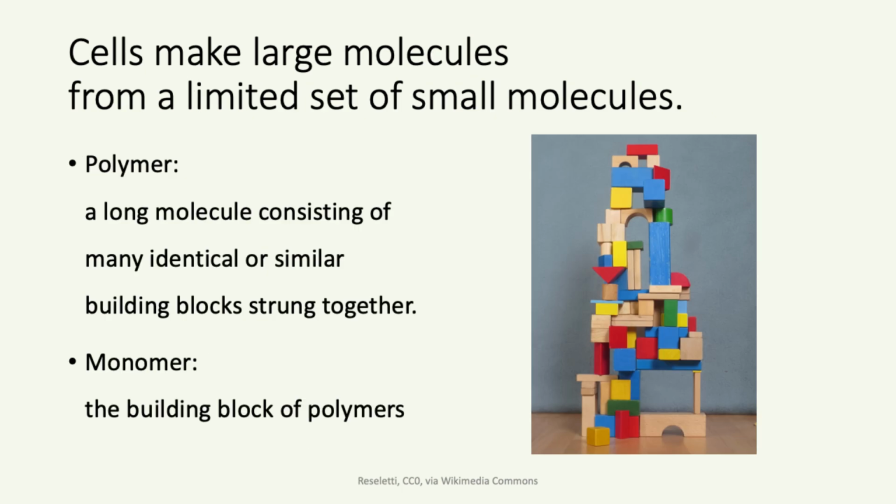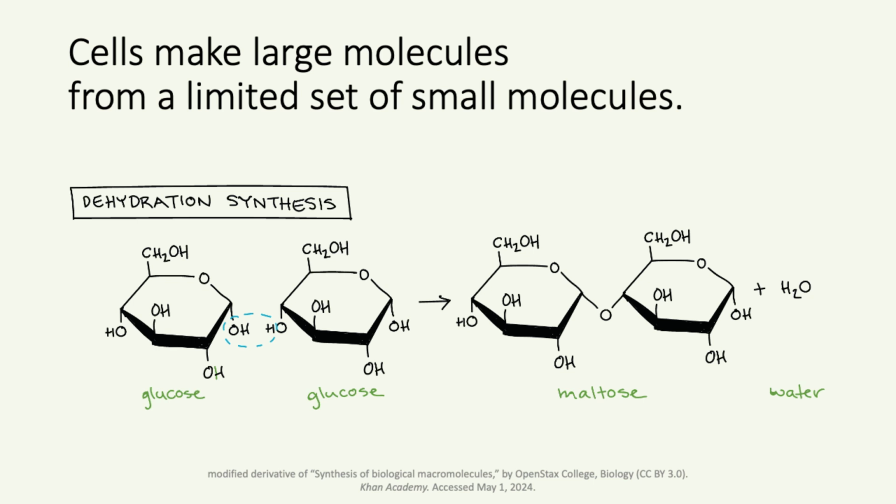Cells make large molecules from a limited set of small molecules. A polymer is a long molecule consisting of many identical or similar building blocks strung together. The building blocks of polymers are called monomers. Cells link monomers together to form polymers through a dehydration reaction, which removes a molecule of water as two molecules become bonded. One monomer loses a hydroxyl group, and the other monomer loses a hydrogen atom to form water. As this occurs, a new covalent bond forms, linking the two monomers.